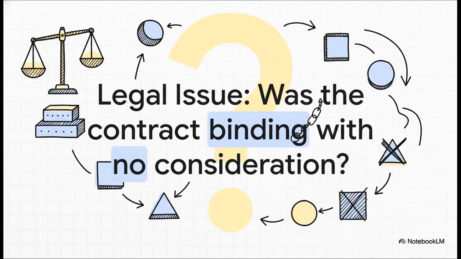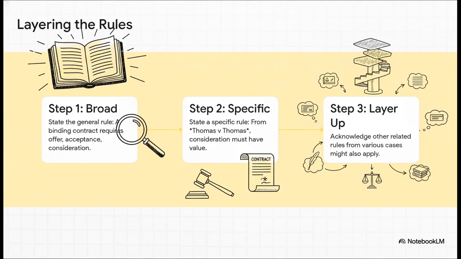So imagine this is your legal issue. Was the contract binding if there was no consideration? Now, it feels like a simple yes or no question, doesn't it? But you can't just blurt out an answer. You have to build your case, and that starts by laying down the rules that tell us what makes a contract binding in the first place. So how do you actually do this? You layer the rules strategically.